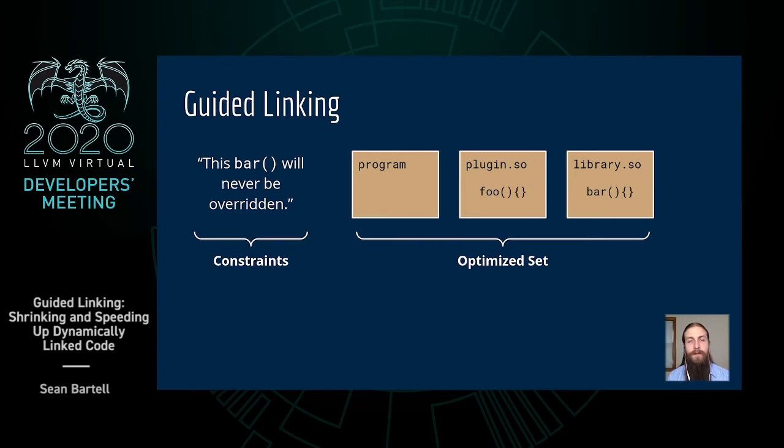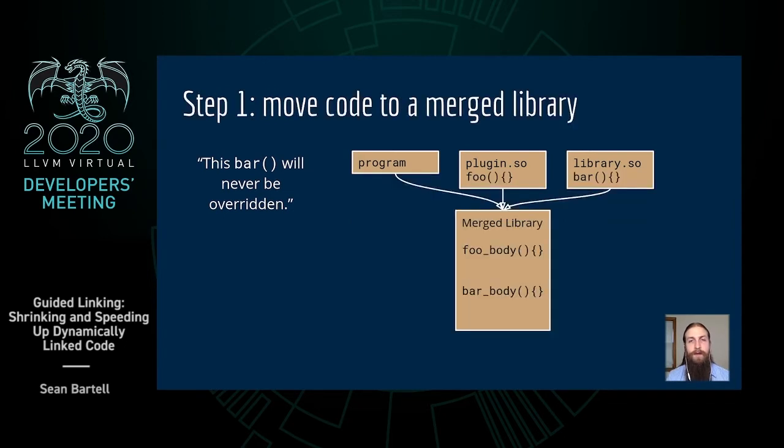The guided linking tool basically does three things. First, we move as much code as possible out of the optimized set and into a new library called the merged library. This will help make use of all the existing optimizations in LLVM, which only work on one module at a time. Depending on the constraints, we might be able to move whole functions entirely into the merged library, or we might have to move just the body of the function and leave a stub definition in the original library that calls the body in the merged library. The original programs and libraries still work just as before, but when you load one of them, the merged library will automatically be loaded as well, and that's where the actual code will be.